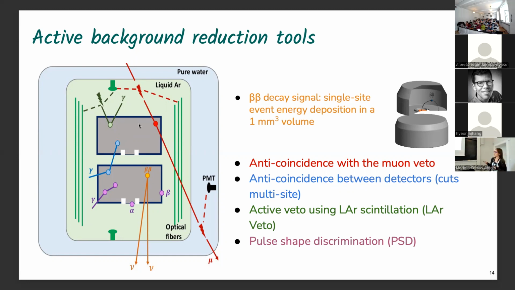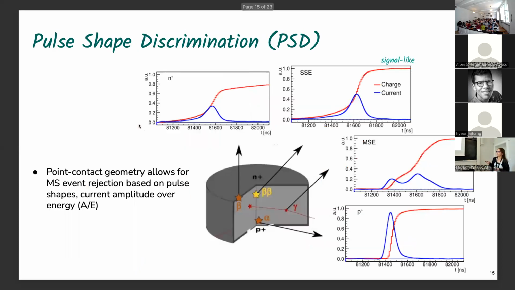There is also another tool for background reduction called pulse shape discrimination, PSD, with which we can discriminate different signals that appear inside just one detector. For example, if a gamma deposits its energy at more than one point, these are called multi-site events. Even in this case it is background and we can reject it.